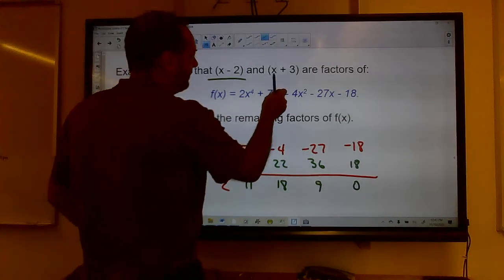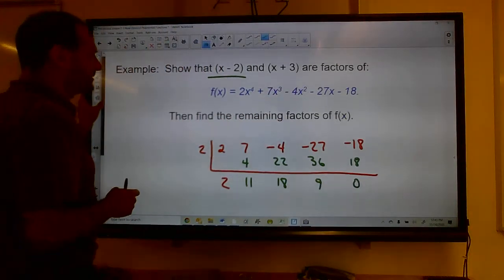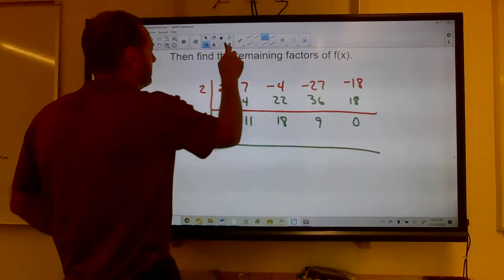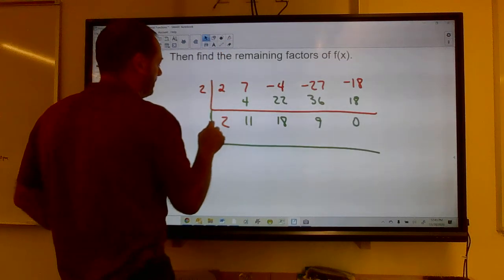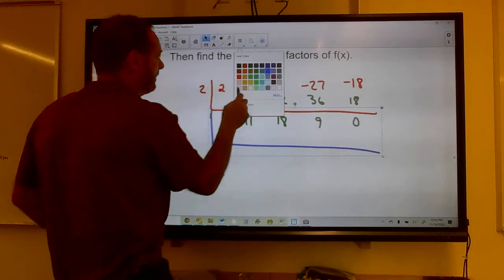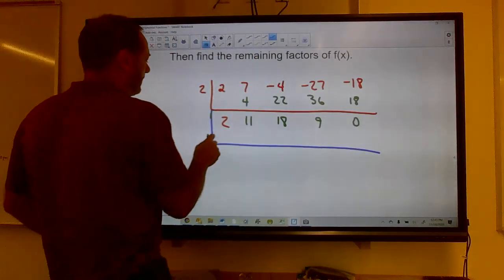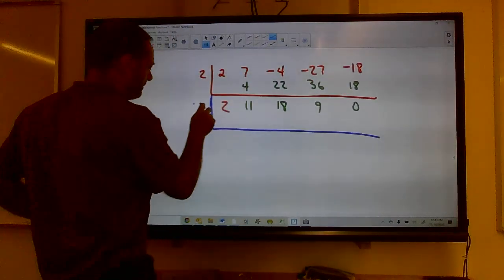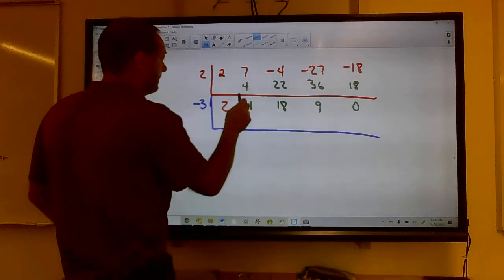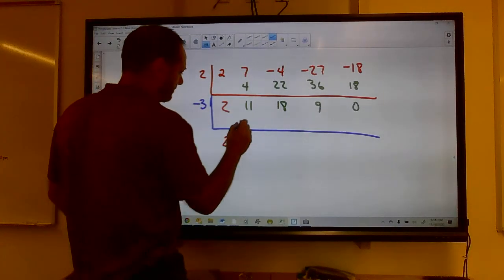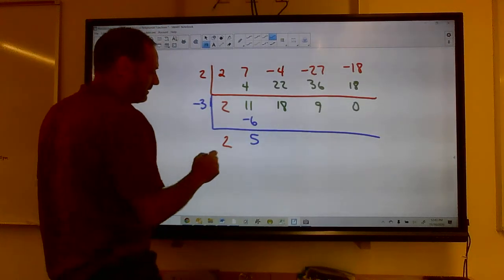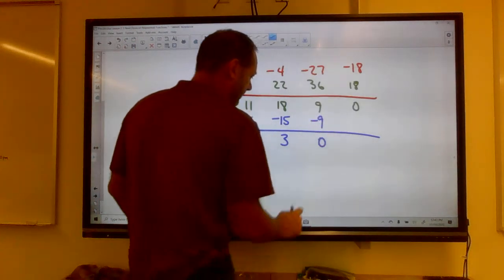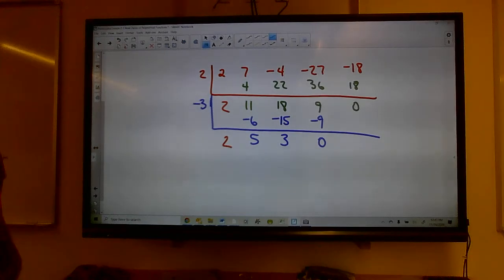Now, this has to be a factor as well. So instead of starting all over, I'm just going to do this again. Now I'm going to use negative 3. I'm going to drop down my 2 again. And then I'm going to do negative 3 times it. So this would be negative 6. That would be 5. That would be negative 15. That would be 3. This would be negative 9, and that would be 0. So that tells me that that is also a factor.